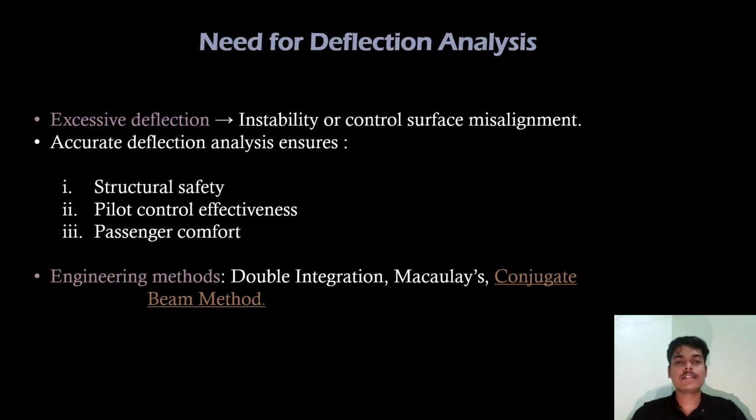Why is deflection analysis necessary? First, excessive deflection causes instability or control surface misalignment. Second, accurate deflection analysis ensures structural safety and pilot control effectiveness. Third is passenger comfort. The methods used to determine this are double integration, Macaulay's method, and the conjugate beam method.